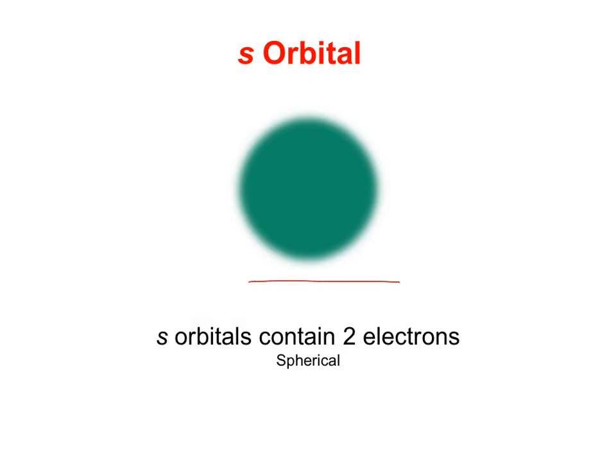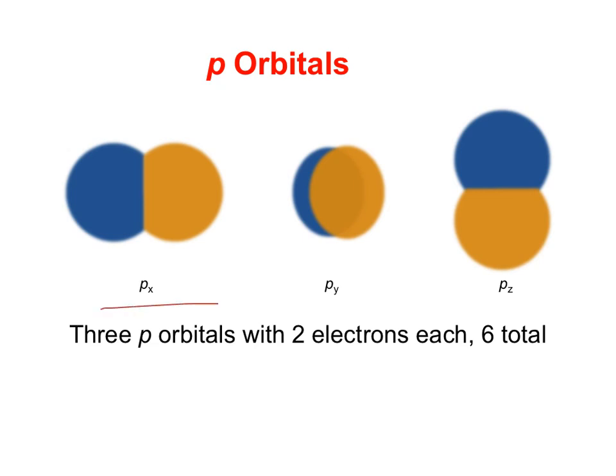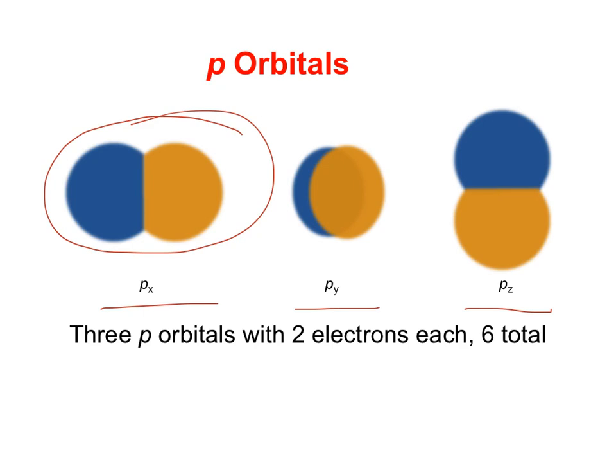S is a spherical, single orbital. p is a set of 3 orbitals. The shape of this orbital is like this. Technically, if you were to imagine it around the nucleus, it will be around the nucleus something like this. Here is the nucleus and there cannot be an electron here, so technically like this. This is along the x-axis, this is along the y-axis, and this is along the z-axis.